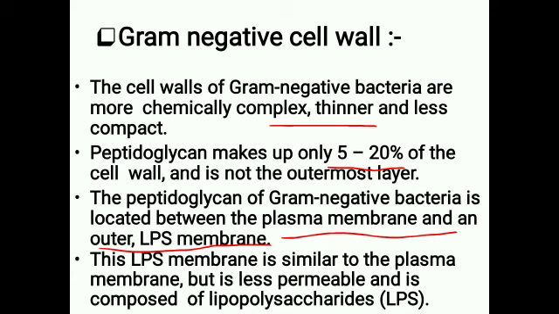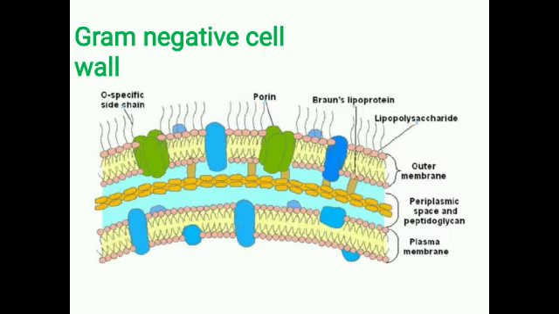The peptidoglycan of gram negative bacteria is located between the plasma membrane and the outer LPS membrane. This LPS membrane is similar to the plasma membrane, but it is less permeable and is composed of lipopolysaccharides, that is lipids and polysaccharides. Here in the structure of gram negative bacteria, lipopolysaccharides are present, lipoprotein is also present, and then the plasma membrane. So this is a typical structure of the gram negative cell wall.